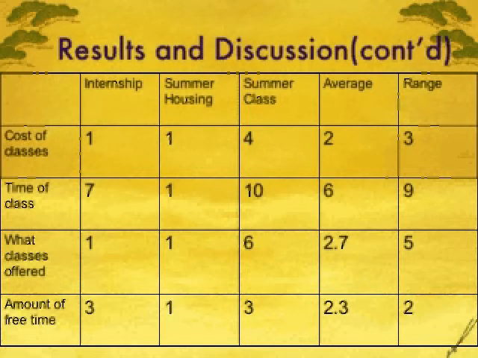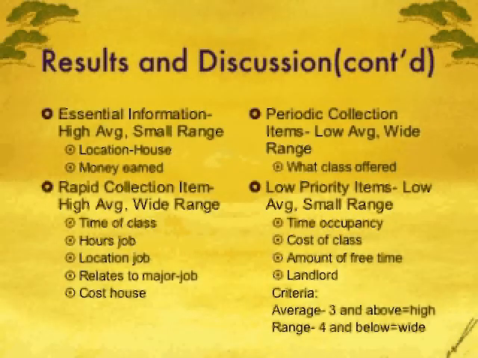This is the rest of the table. As stated before, we use the averages and ranges of the factors to fit them into one of 4 categories: essential information, which includes factors that are important to all decisions; rapid collection items, which include factors that are important to most decisions. This information should be collected for all decisions for use as needed; periodic collection items, which includes factors that are important to some but not all decisions; low priority items, which is a set of factors that is ignored and not really important.